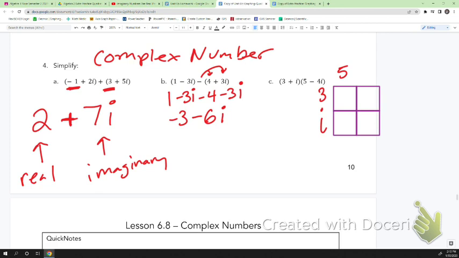3 times 5 minus 4i. What's 3 times 5? 15. What's 3 times i? 3i. Great. What's 3 times a negative 4i? Negative 12i. And finally, the last box, a negative 4i times an i. Negative 4i squared. Let's rewrite this now. I've got 15 as the real part. How many i's should I have?